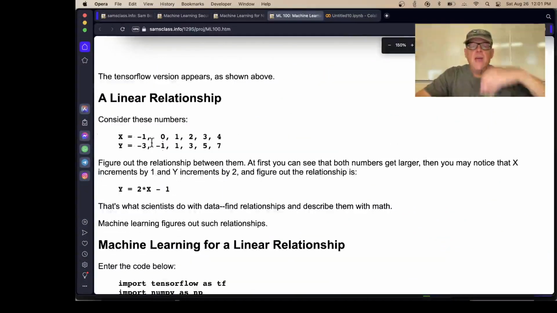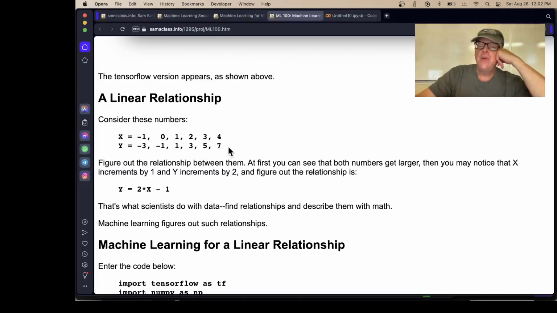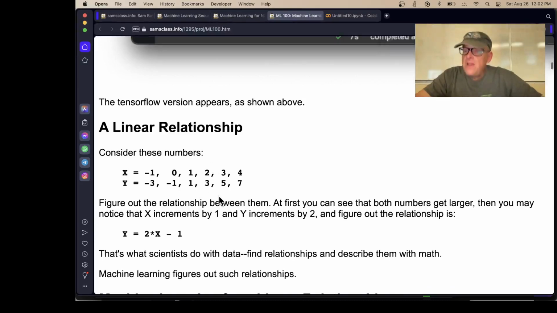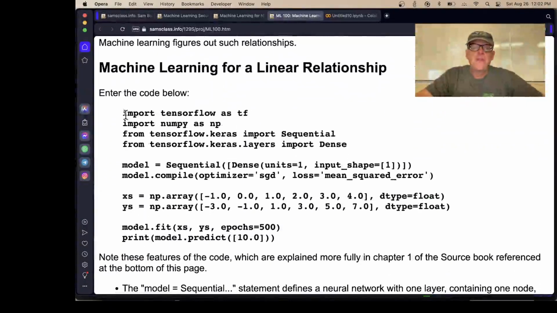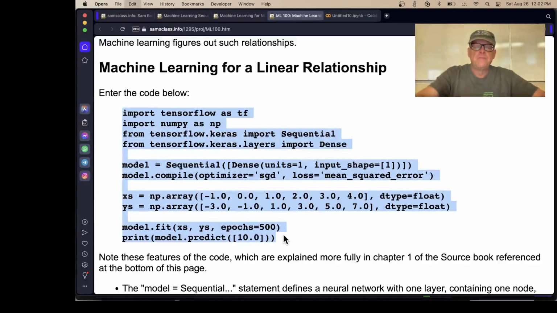So if you have a relationship between two parameters, x and y, you can start with a relationship here where you can see when x goes up by 1, y goes up by 2. So a human can look at these patterns and pretty quickly figure out that y is 2 times x minus 1. And that is the process we'd like the machine to do the learning of. Instead of a human having to program in this equation, the machine is going to find that relationship and fit it. So this is the code that will do it.